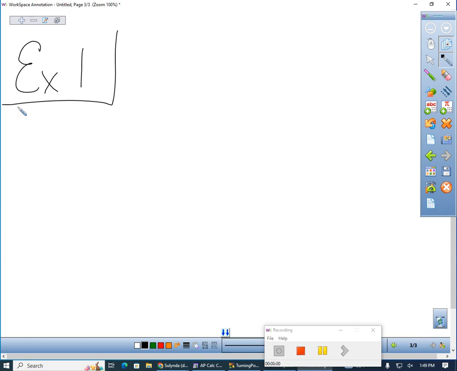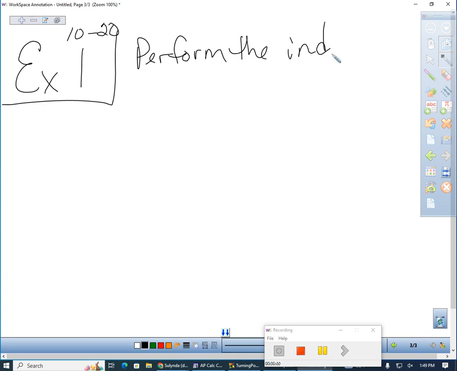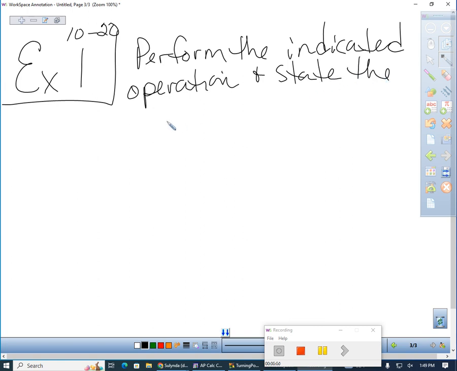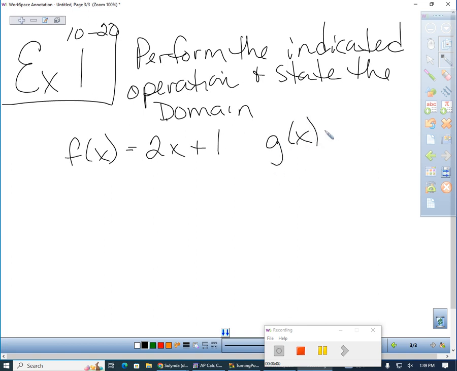This is for 10 through 20. Perform the indicated operation and state the domain. Let's say f of x equals 2x plus 1 and g of x equals x minus 4.